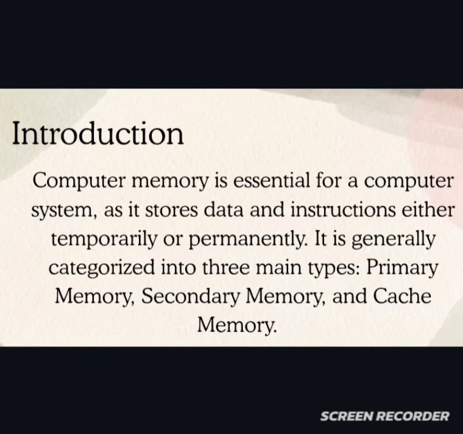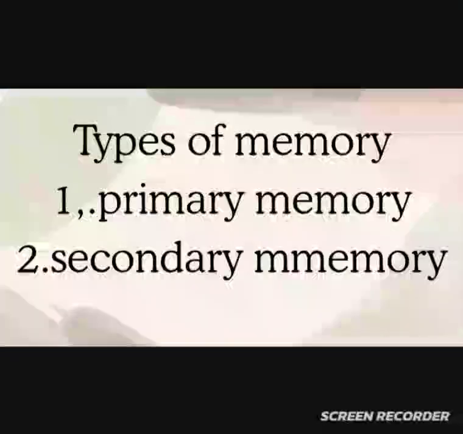Introduction. Computer memory is essential for a computer system as it stores data and instructions either temporarily or permanently. It is generally categorized into three main types: primary memory, secondary memory, and cache memory. Types of memory: primary memory, secondary memory, and cache memory.